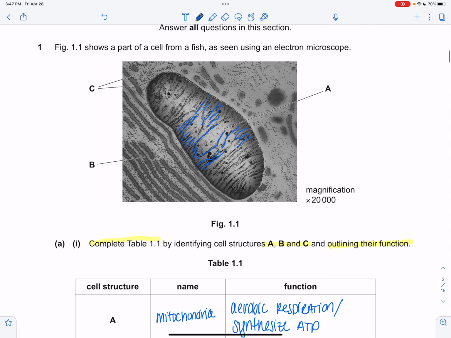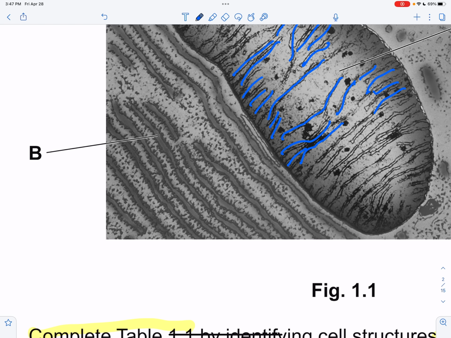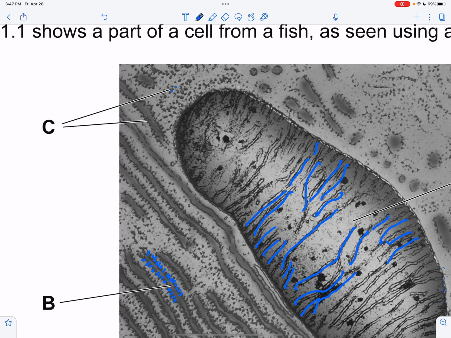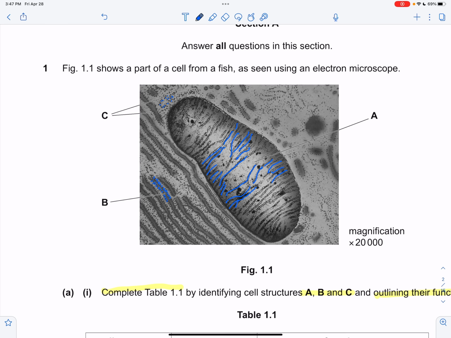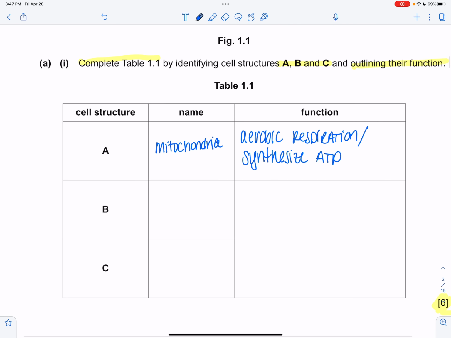Area B is pointing to the rough endoplasmic reticulum, and it's rough due to all the ribosomes that are on it. Ribosomes are the site of protein synthesis, and you can see those. That's actually what C is pointing to. All these dots are just ribosomes. So lots of protein synthesis going on, and this will have a lot of mitochondria as well, because it's going to be synthesizing a lot of ATP.